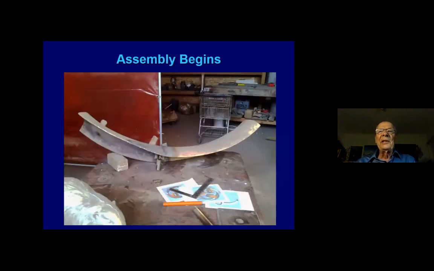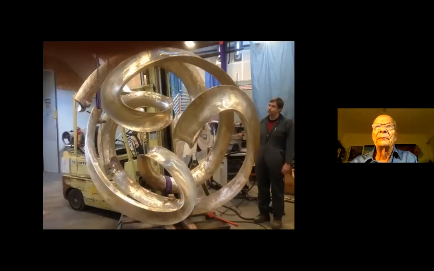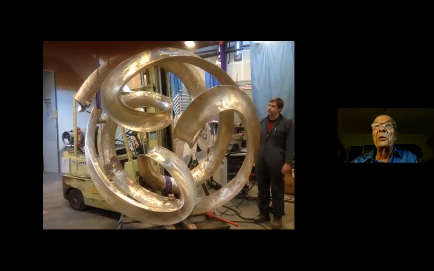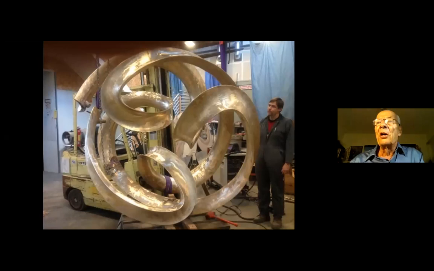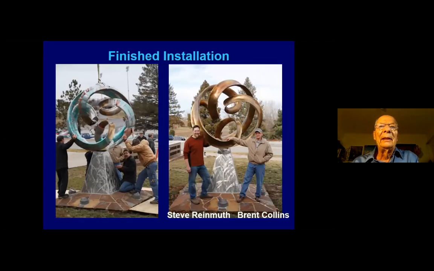With all the 18 pieces cast, assembly can begin. Here you see a first pair of pieces welded together. Here is a close to final assembly of the whole Music of the Spheres, with Steve Reinmuth on the right. He runs a bronze foundry in Eugene, Oregon. And here is the last phase of the installation process. And on the right, you can see 2 very happy campers, Steve Reinmuth and Brent Collins.